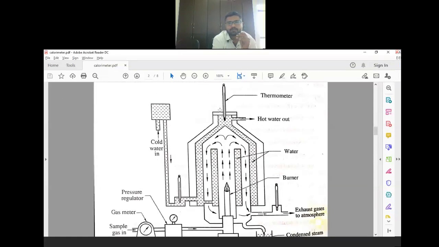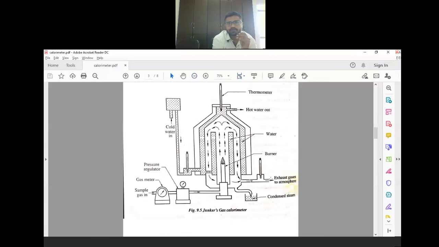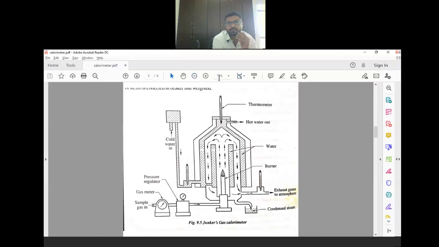Then after, here we will discuss the Junker's calorimeter. Junker's calorimeter is used to measure the calorific value of gaseous fuel. Suppose we have a gaseous fuel, LPG. From here you have to supply the LPG. By this meter you have to measure the volumetric flow rate, meter cube per second. Clear? Here you have to maintain the pressure, regulate the pressure. Then your fuel gas will go into the burner. In the burner combustion takes place.